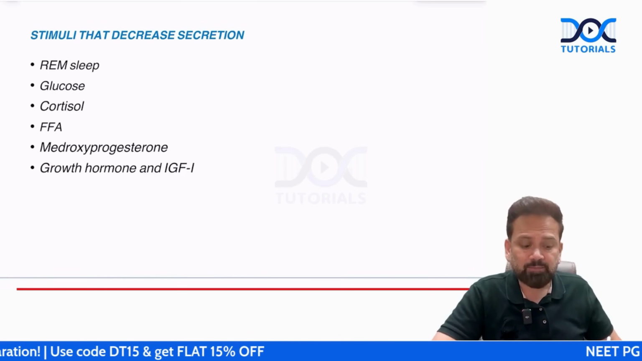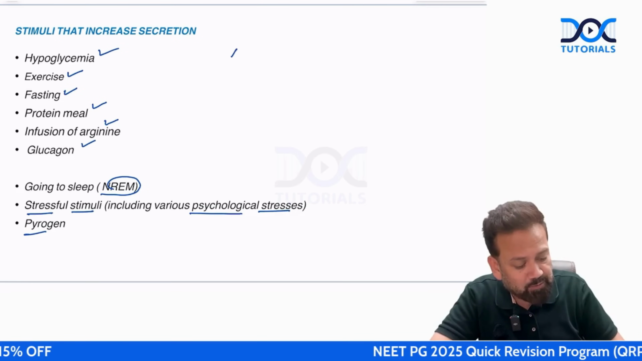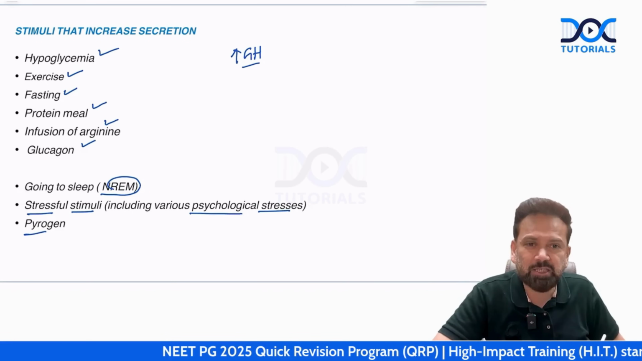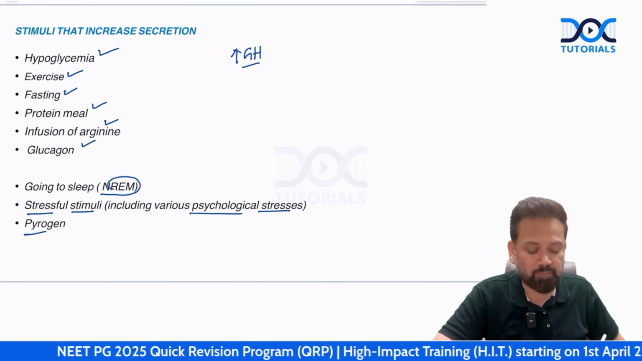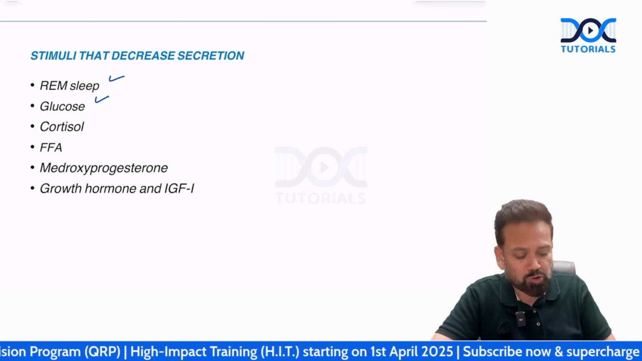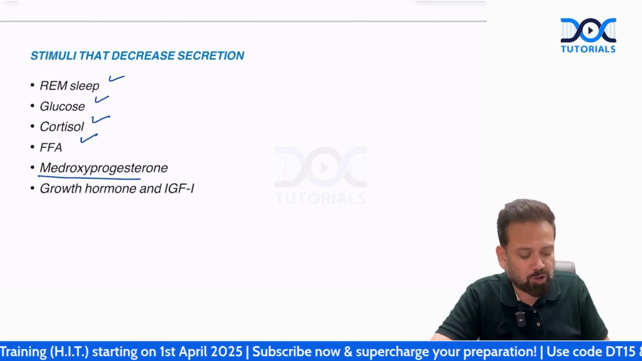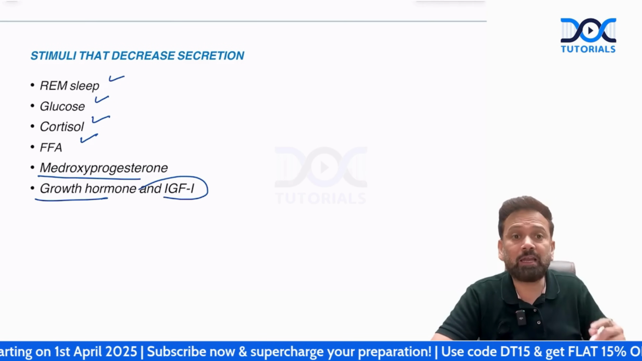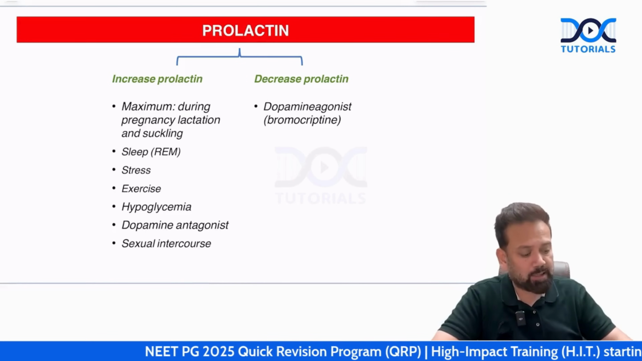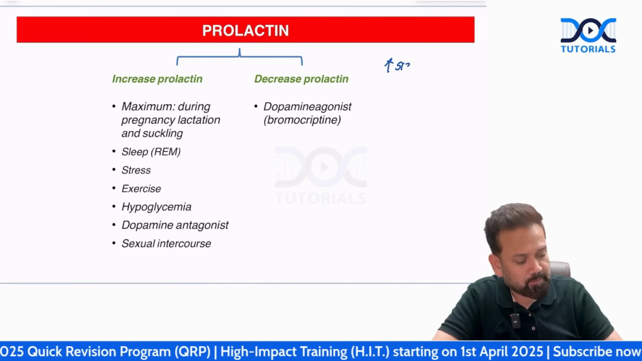Now the stimuli that will decrease the secretion. Those were the stimuli that will increase growth hormone: hypoglycemia, fasting, exercise, NREM sleep. Now it is decreased by REM sleep, glucose, cortisol, FFA (free fatty acid), medroxyprogesterone, growth hormone, and IGF via negative feedback mechanism. Now the prolactin causes an increase in the size of the breast.